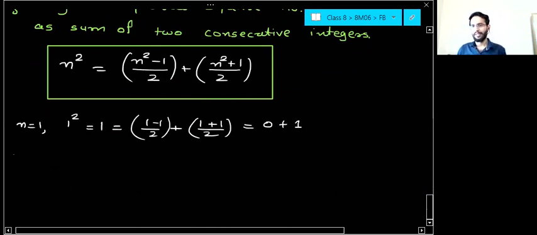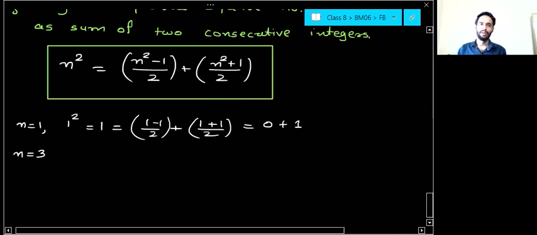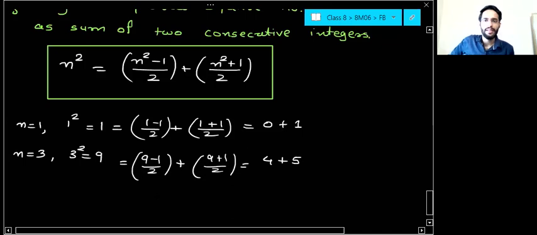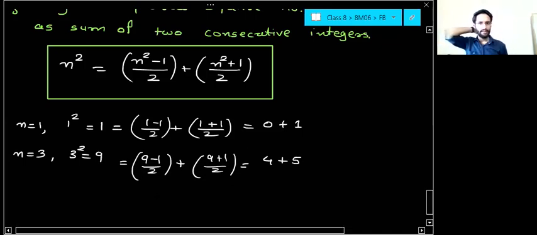Now if I take next n equal to 3, can I take n equal to 2 here? Students, can I take n equal to 2? No, because n is an odd number, only odd number. So 3 square is equal to 9. So it is equal to (9 minus 1)/2 plus (9 plus 1)/2. 9 minus 1 is 8 by 2, which is 4. 9 plus 1, 10 by 2, 5. Check sum of two consecutive numbers, 4 plus 5 is 9, or not? Everyone tell me, is it clear?